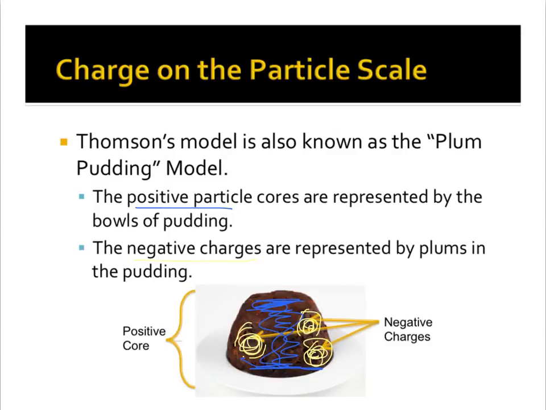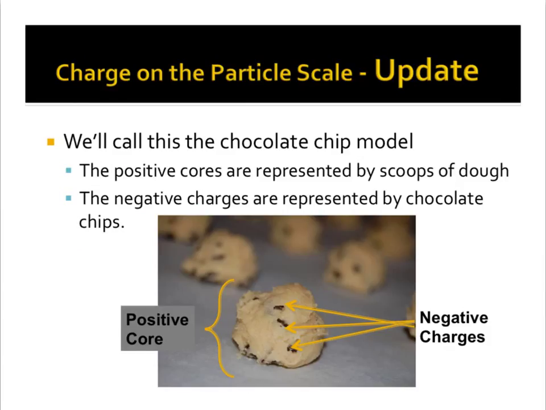I don't personally like this model. I like the chocolate chip cookies. So this is a little easier. The dough, all of this stuff, is the positive part. So we just have a bunch of this positive, and then we have these little negative charges in here, so you can see them much better, I think.